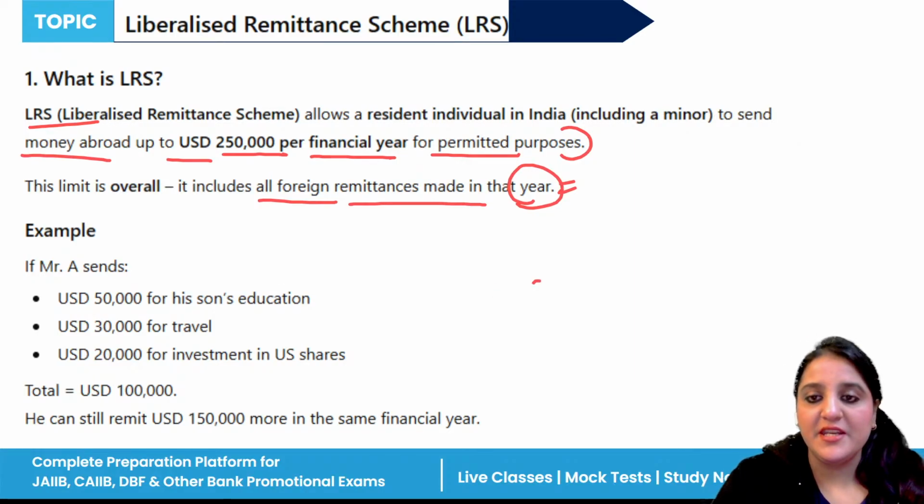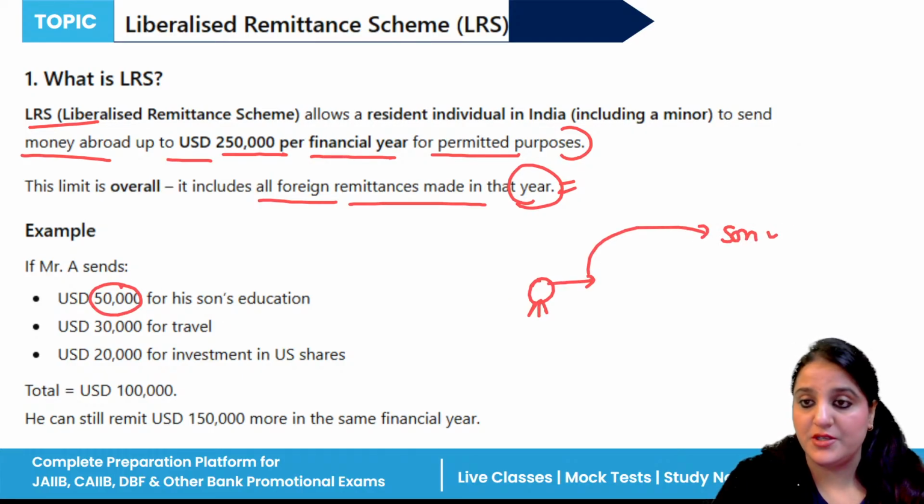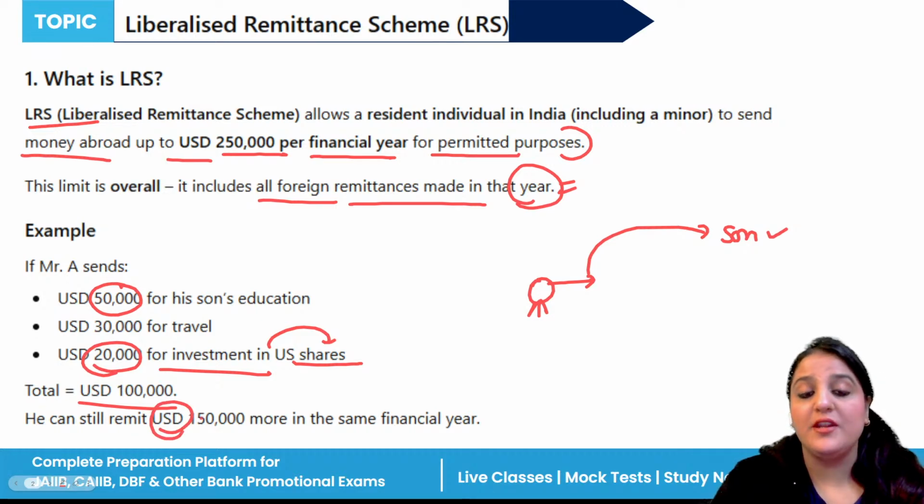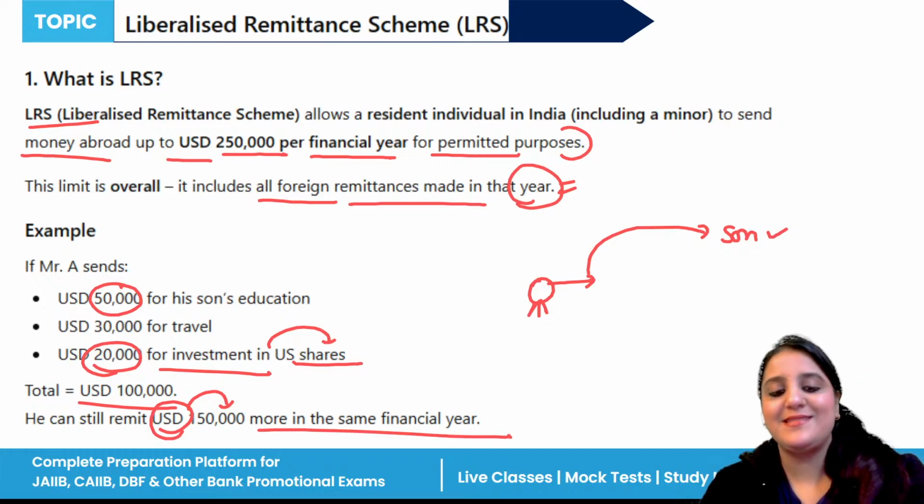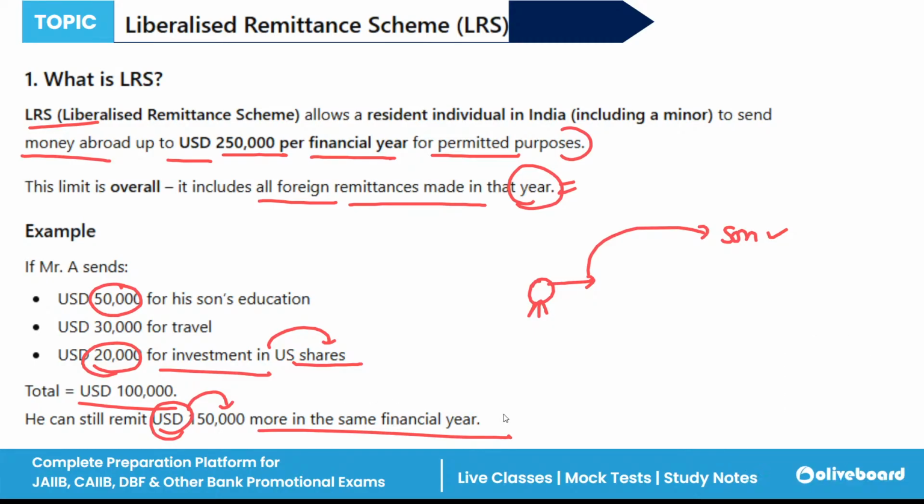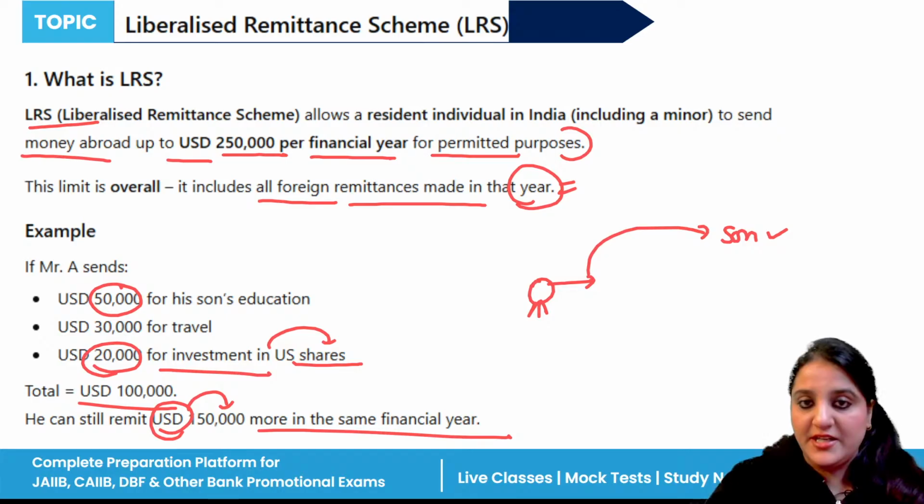Example, if Mr. A sends US dollar 50,000 for his son's education, then it is okay. US dollar 30,000 for travel is allowed. US dollar 20,000 for investment in US shares is allowed. So the total is US dollar 1 lakh. He can still remit US dollar 1,50,000 more in the same financial year, right? Got it?